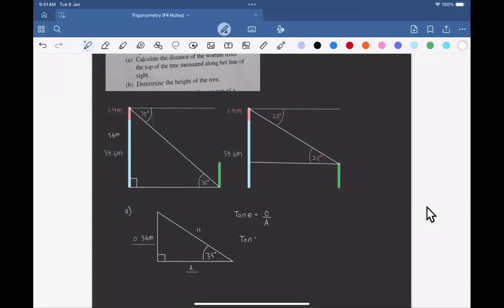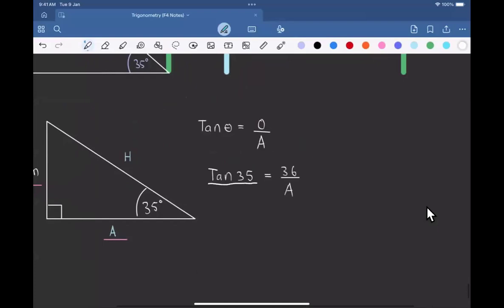35. Where's my opposite side? 36. So when do I know what the adjacent is? Now, do you know how to handle it from here? Yeah, I think so. Just cross multiply, right?